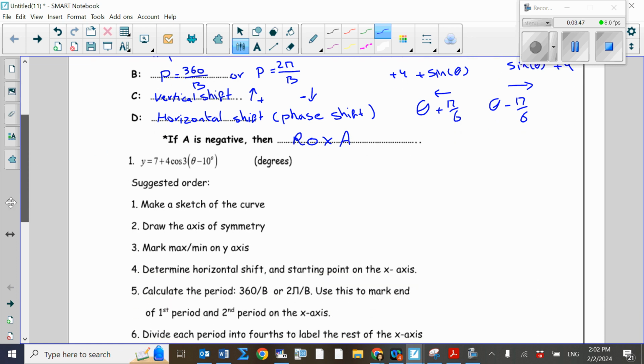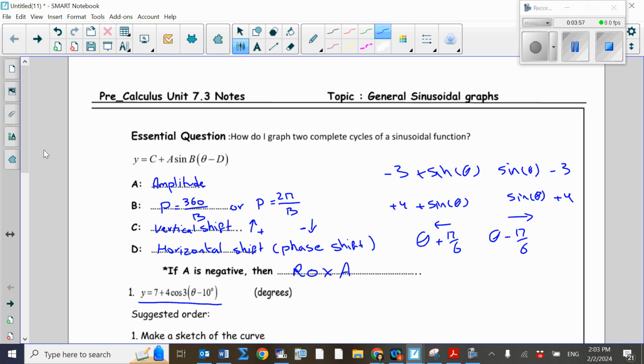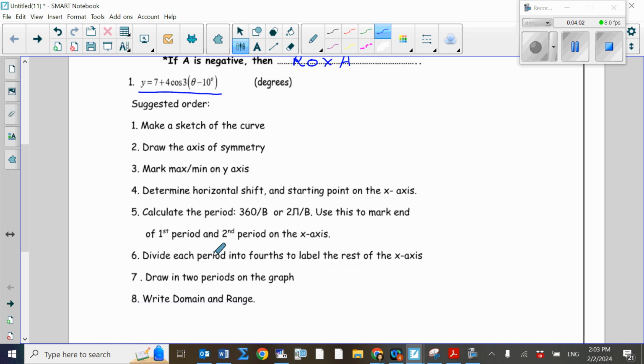Okay, so let's practice that on this example. This problem is the same thing that you can see on your homework. That's the first question of the homework, so I have copied it here to practice together. What you see here is all the steps that you need to take in order to graph this function. If you follow these steps, you will be able to graph your function completely.